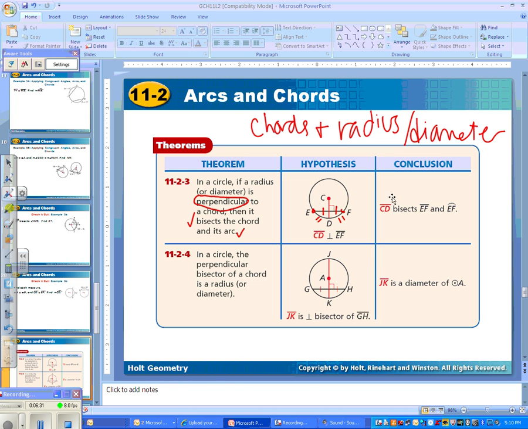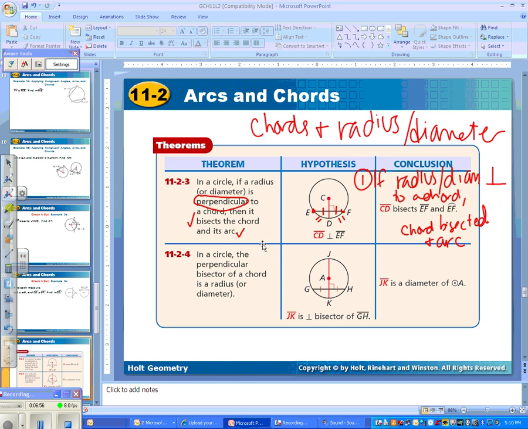Super important. Okay, so how I would write that in my notes is to say if a radius, and I'm also going to write diameter, is perpendicular to a chord, then that means that the chord is bisected or cut in half, if that makes sense to you, as well as the arc. The chord and the arc are both bisected.